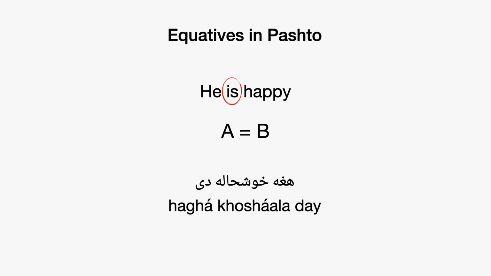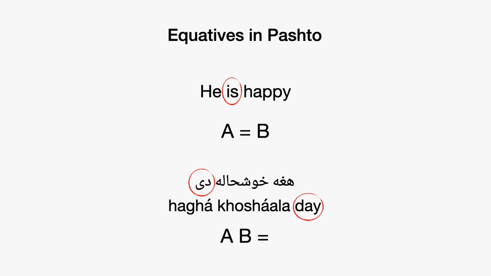In Pashto, we would say, hara khoshala de. He is happy. And the order's a bit different. So we say A, B equals: hara, he, is A, and khoshala, happy, is B, and de equals is. So our equative word here in Pashto is de. So we're saying that he is happy with this word.